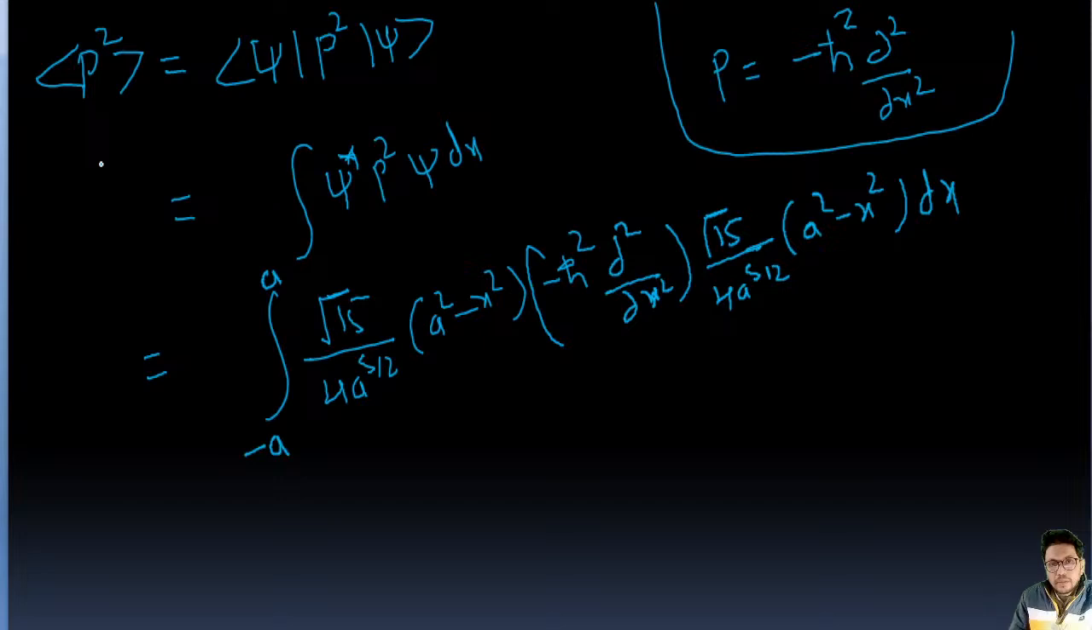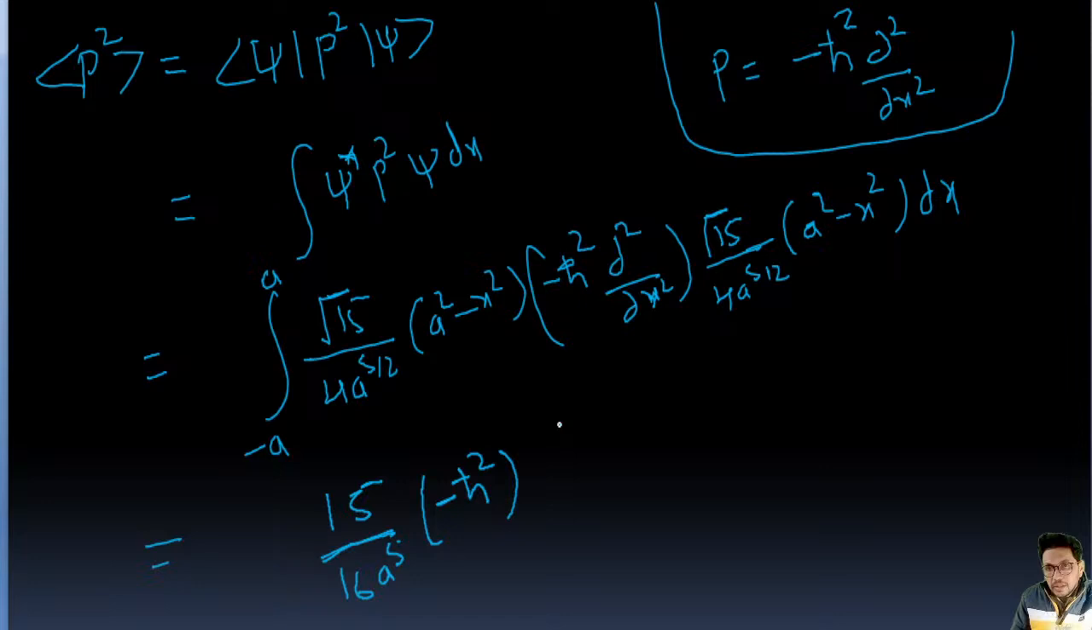Psi is given, the normalized wave function. So this is going to be an integration. We'll take the constant outside. So it is going to be 15 upon 16 e to the power 5. This will get multiplied and we'll take it outside. This minus also comes outside, so it is going to be minus h cut square, and this integration is going to be minus a to a.